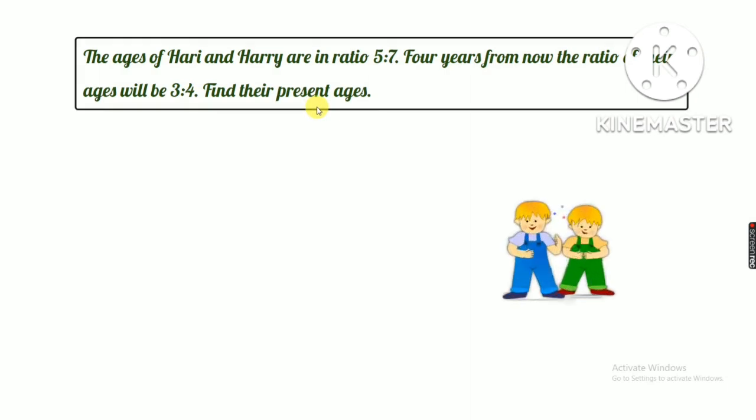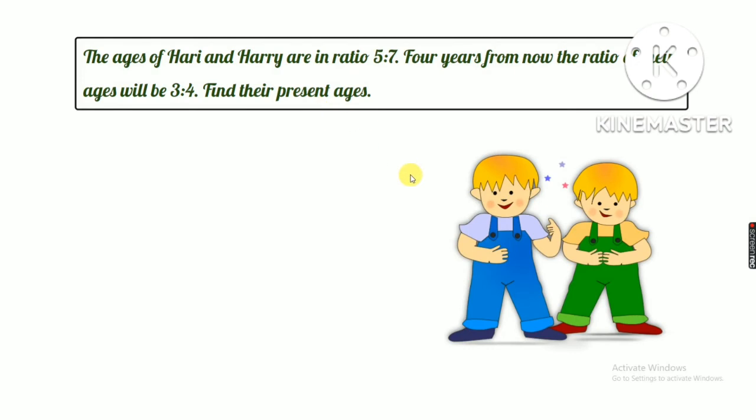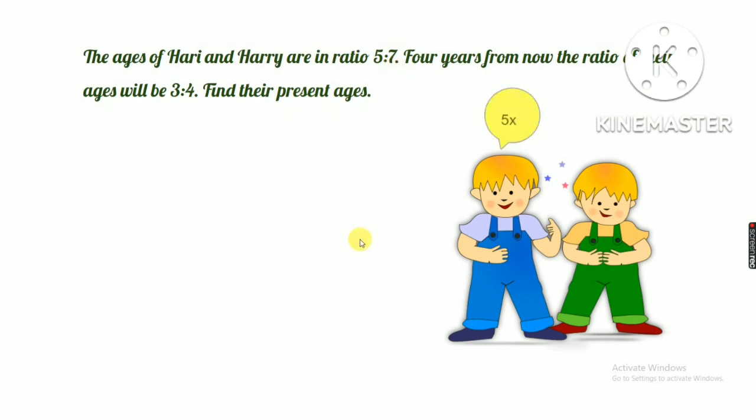Now let us suppose this is Hari and this is Harry. Their ages are in ratio 5:7. So it means that the age of Hari is the multiple of 5 and age of Harry is the multiple of 7. So we can suppose that the age of Hari is equal to 5x and age of Harry is equal to 7x.